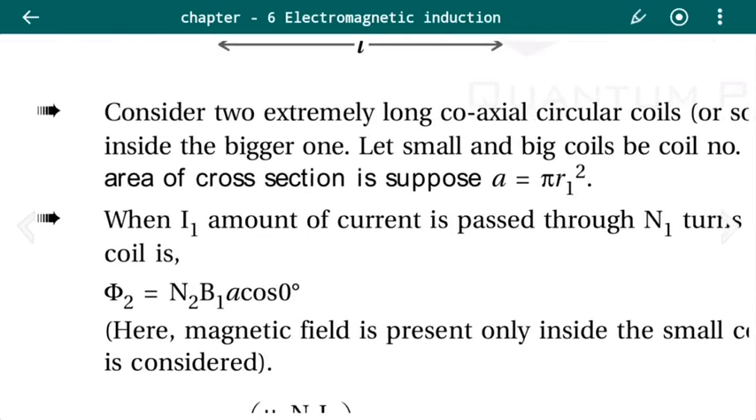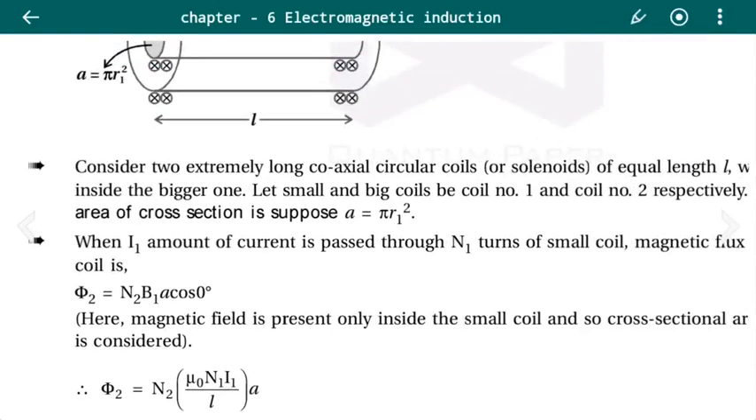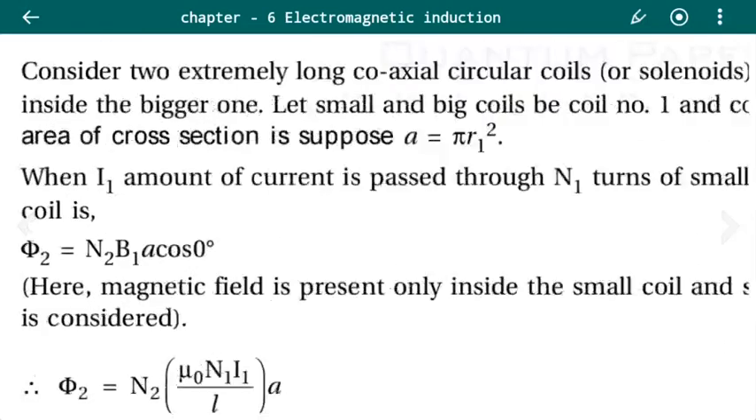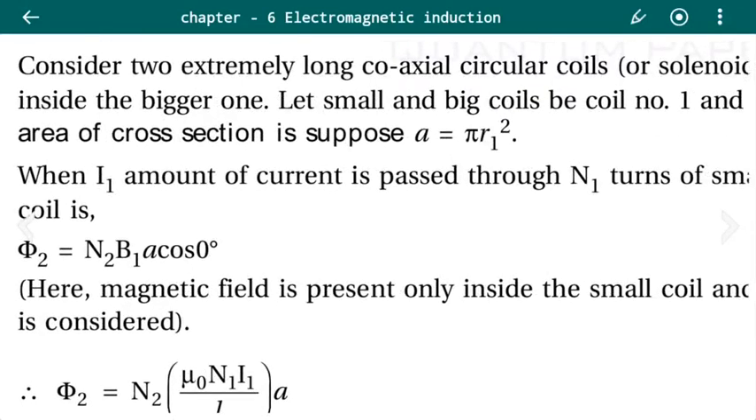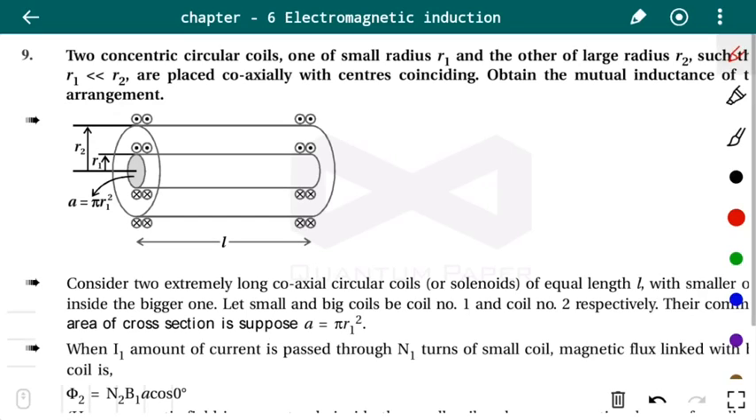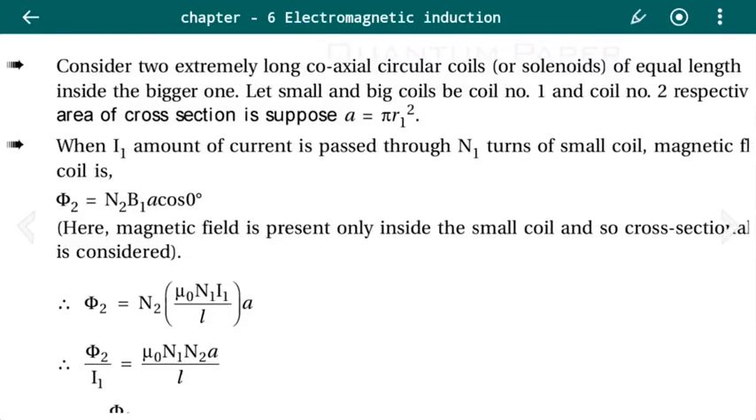Because the flux is associated with the second coil, the number of turns will be N2, and the flux is due to the magnetic field lines generated by coil 1. So taking that as B1, and A is the common cross section for both the coils. Theta is equal to 0 degree because the magnetic field and the cross section A, that is the area vector, are both in the same direction, both are parallel. So theta is 0 degree.